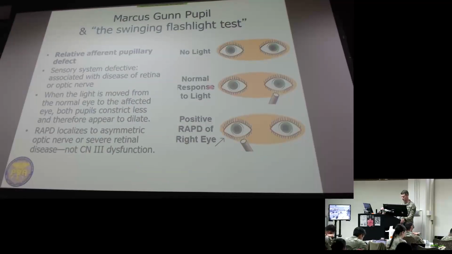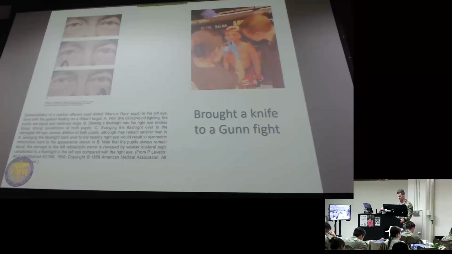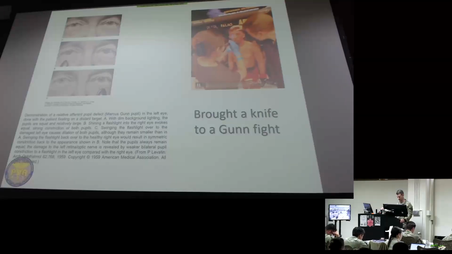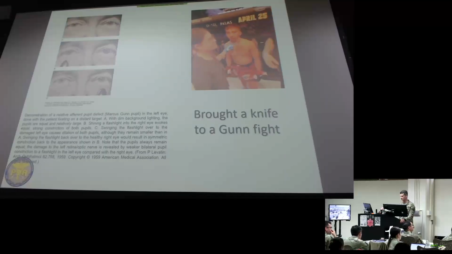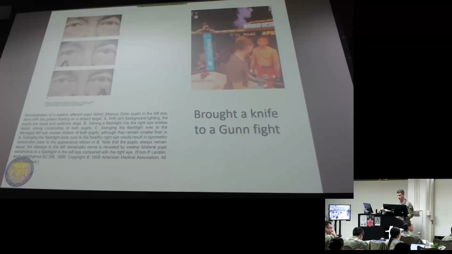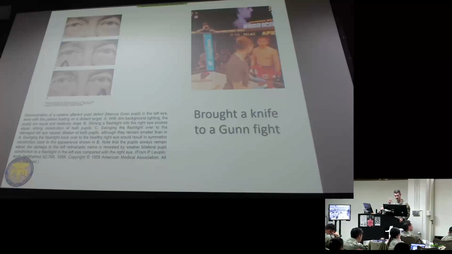Okay, Marcus Gunn pupil, we beat it to death, right? Does everyone feel good about the swinging flashlight test, RAPD? Okay, cool. What helped me memorize it: you see here, they're doing the swinging flashlight test on him real quick to say, hey, something's not right with these cranial nerves. Pugilistic in effect, meaning someone beat the crap out of me to the point where that nerve isn't quite working right anymore, be it an efferent or an afferent pathway.